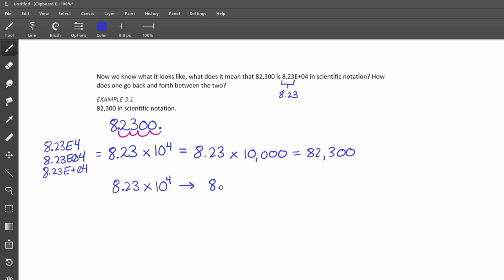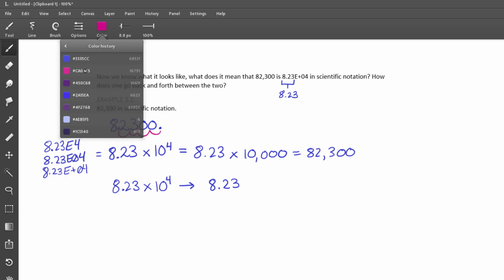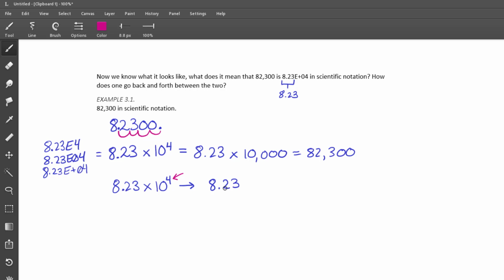Well, I'm going to rewrite that 8.23. That's my original part that's containing my numerical information about this number we're going to end up with. And then I'm going to look at this 4. It's a positive 4, so I'm going to hop my decimal in a positive direction to make this number bigger. Hop it 4 times. Hop it once, puts it between the 2 and the 3. Hop it twice, puts it here. Hop it 3 times, puts it here. Hop it 4 times, puts it here. That's where we stop because 4 is the exponent. Put the decimal there. And now fill in the spaces with zeros. And you get 82,300 back.